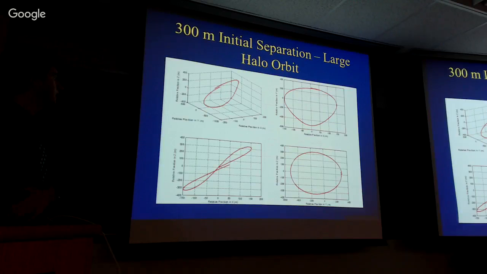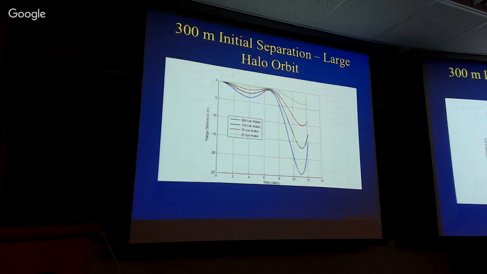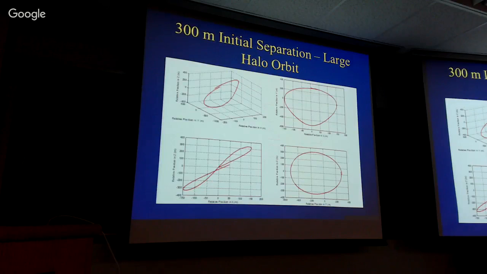And again, just looking at the relative position between the spacecraft and asteroid, you begin to see the effects of the proximity between the spacecraft and the asteroid. And as you get closer, your delta V requirements increase.